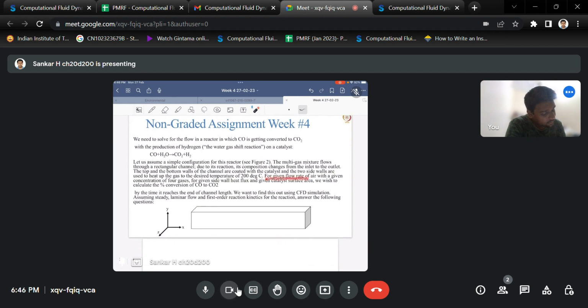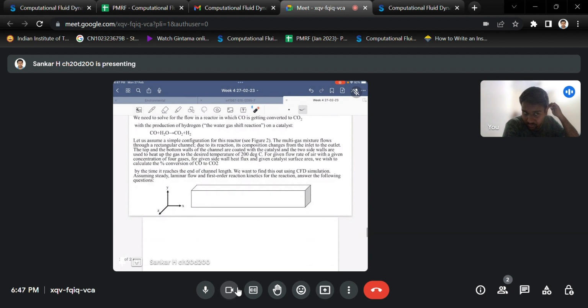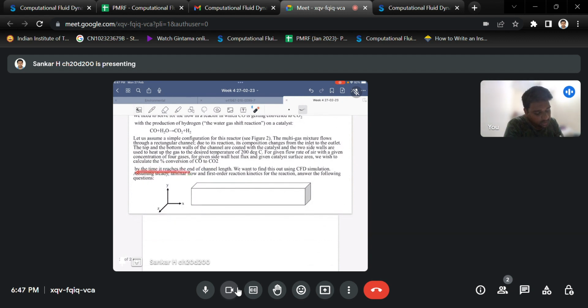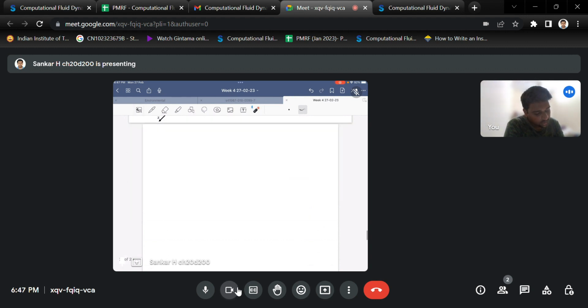For a given flow rate of air with a given concentration of the four gases, for a given side wall heat flux and given catalyst surface area. So flow rate is given, gases concentration is given, side wall flux is given, and catalyst surface area is given. We wish to calculate the percentage conversion of CO to CO2 by the time it reaches the end of the channel. We want to find this out using the CFD simulation, assuming steady laminar first order reaction kinetics for the reaction, and we have to answer the following questions based on this.